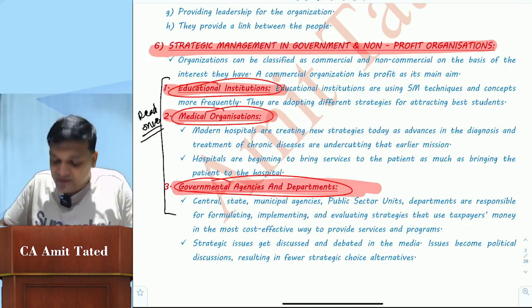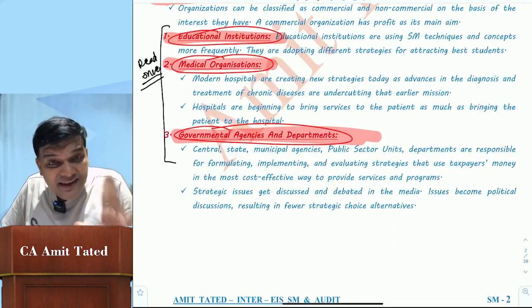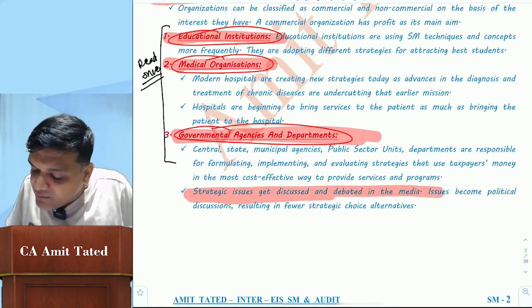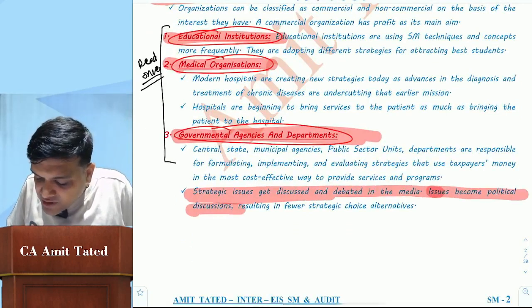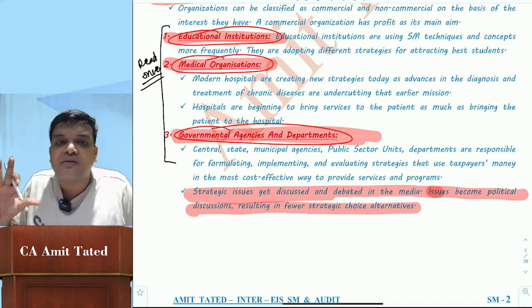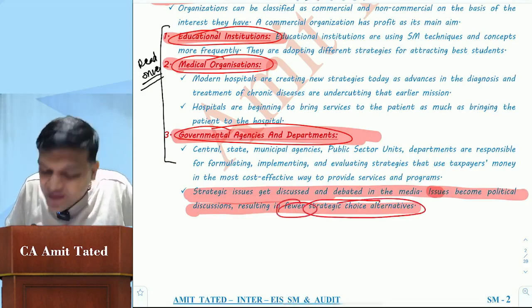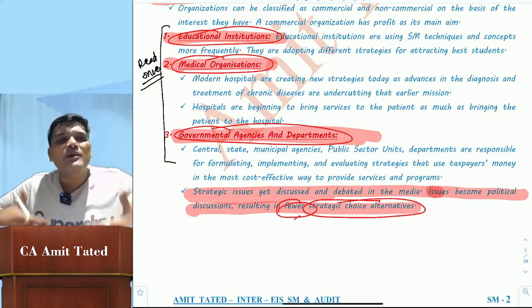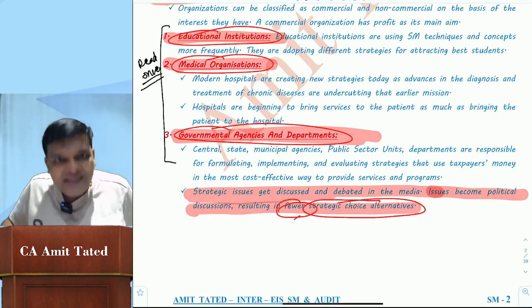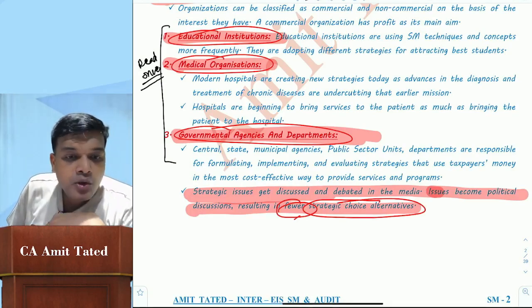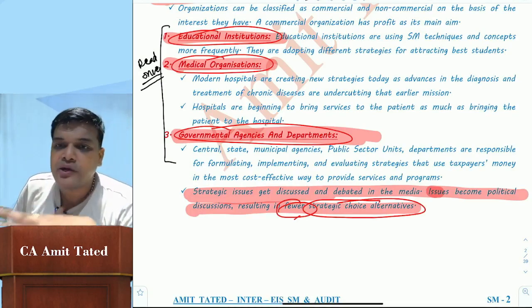So they are saying strategic management is done by government organizations also, but strategic issues get discussed and debated in the media. Issues become political discussions, resulting in fewer strategic choice alternatives. That means in government organizations, strategic choice alternatives are very few. Suppose a new government comes in, they can't change completely in the organization. They can't change everything in the organization. Everybody clear? So this is the concept you need to understand with respect to chapter 1.